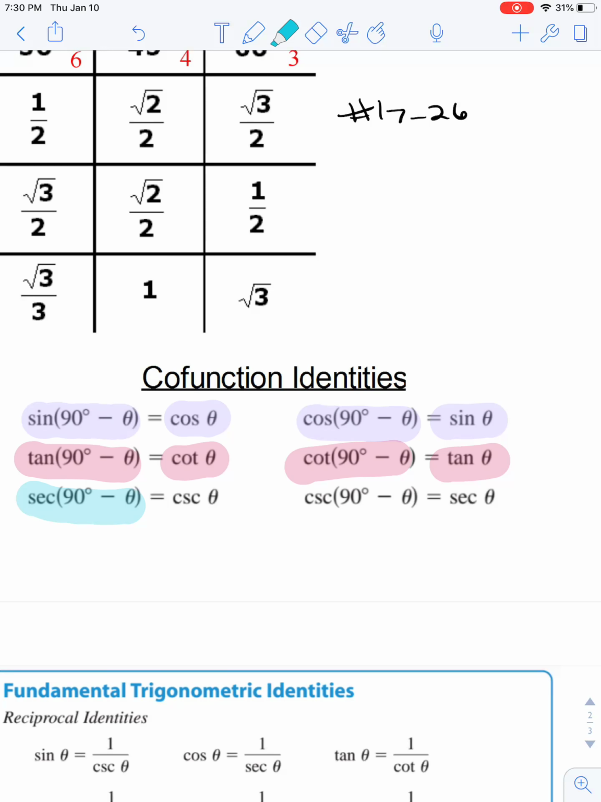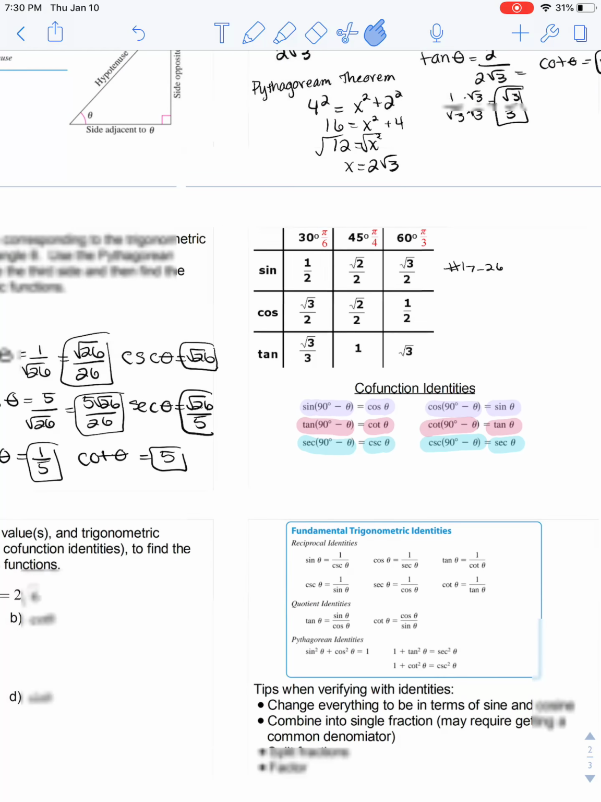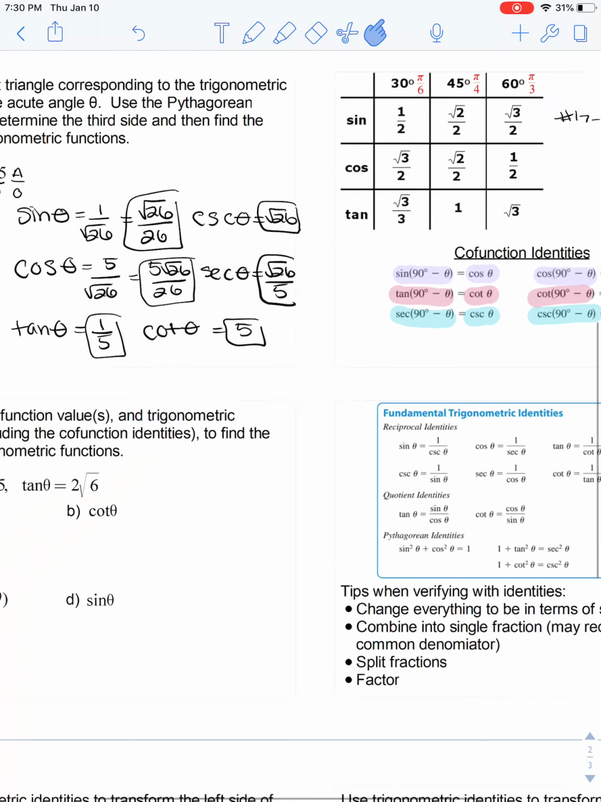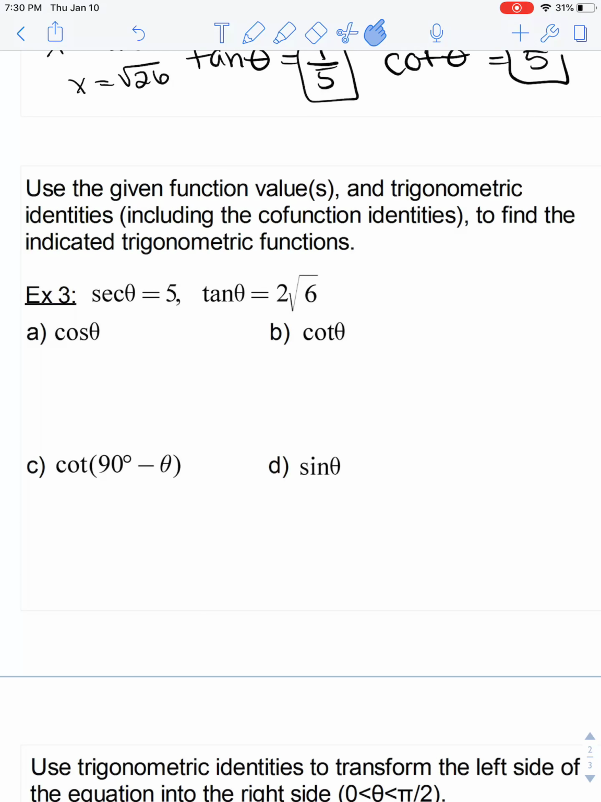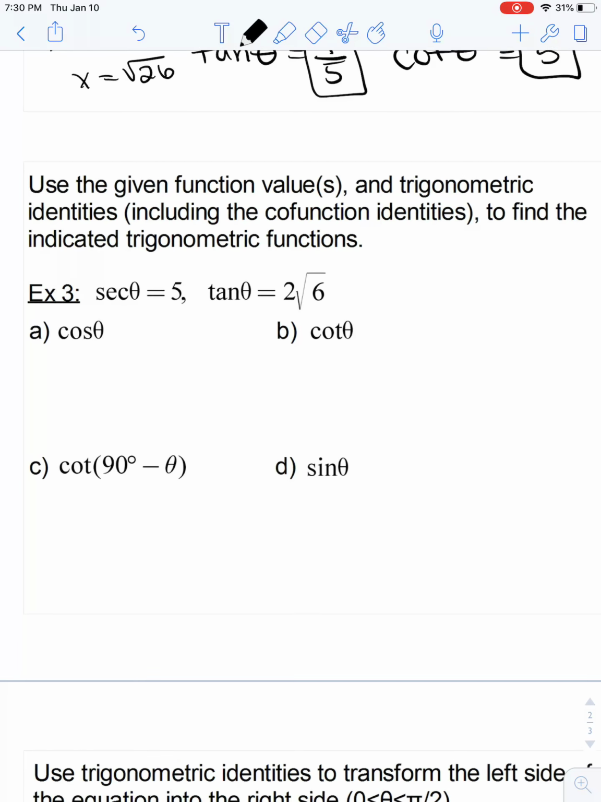If I have the secant of 90 degrees minus theta, that's the same as cosecant theta. If I have cosecant of 90 degrees minus theta, that's the same as secant theta. Alright, so if I look at this next problem, it says, use the given function values and trig identities, including cofunction identities, to find the indicated trig functions.